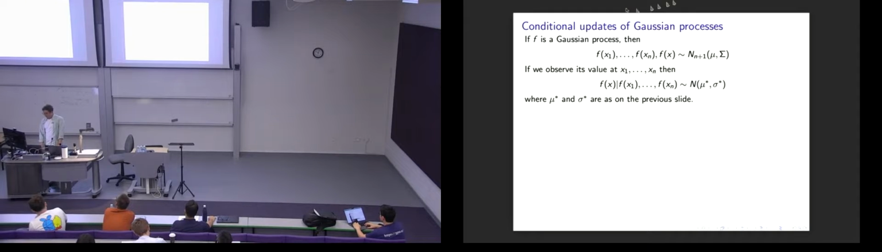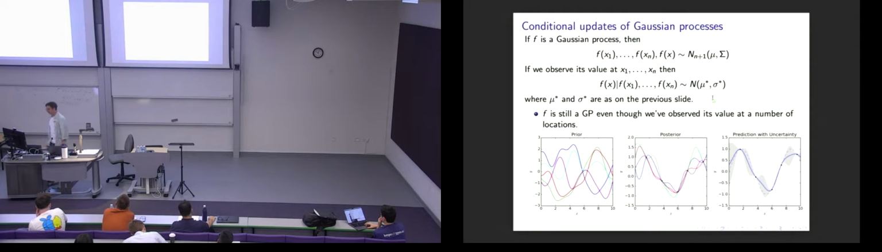Well, because this is a multivariate Gaussian, and we're just conditioning on some of its values, what we get is that this is still Gaussian. But we've just got a new mean and a new variance. That's all that's changed.